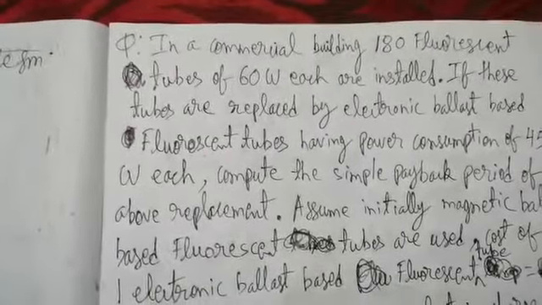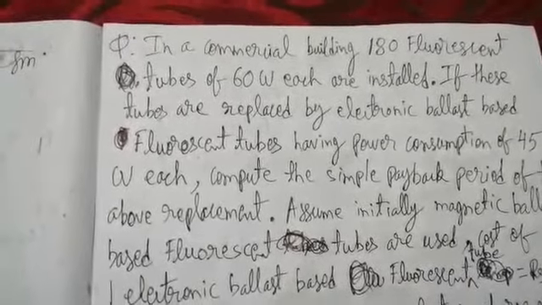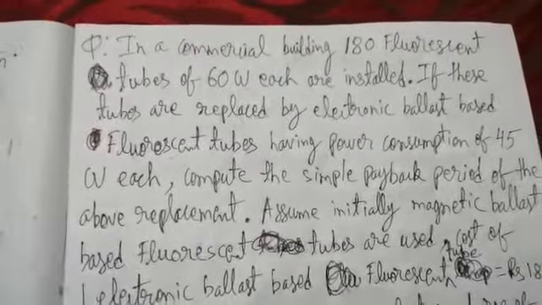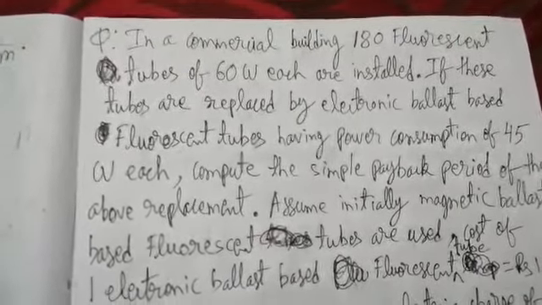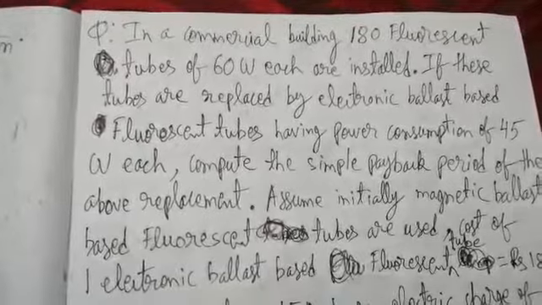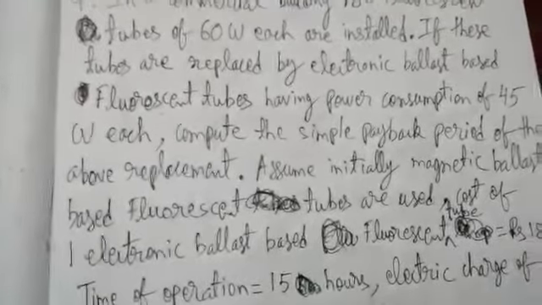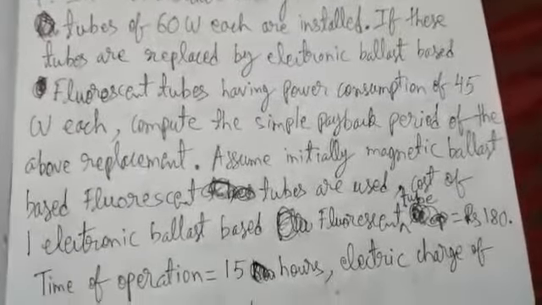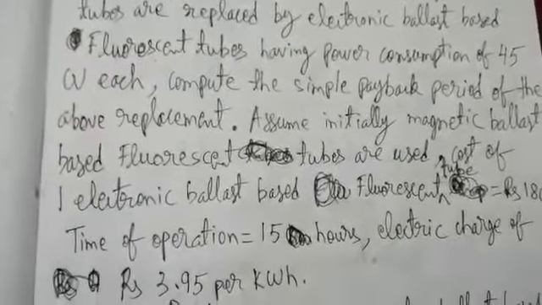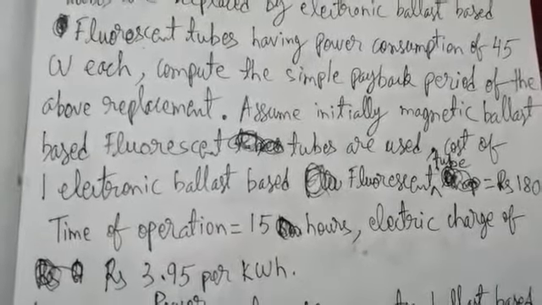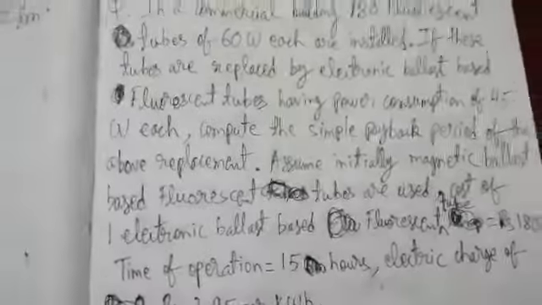Means all these 180 fluorescent tubes of 60 watt each, if they are replaced by electronic ballast based fluorescent tubes which are having slightly lesser power consumption of 45 watt each, then compute the simple payback period of the above replacement. Assume initially magnetic ballast based fluorescent tubes are used. Magnetic ballast based fluorescent tubes are the ones that are rated for 60 watt. Cost of one electronic ballast based fluorescent tube is given as rupees 180. Time of operation is given as 15 hours, and the electric tariff is rupees 3.95 per kilowatt hour. Now let's focus on the solution.